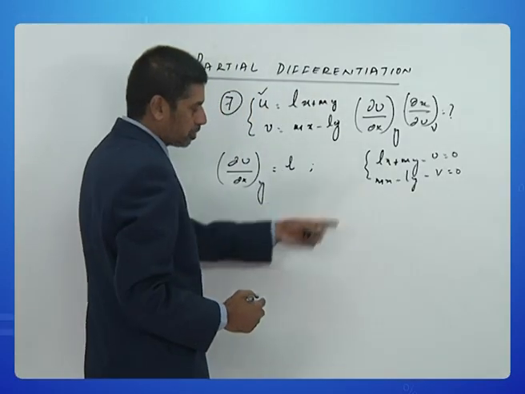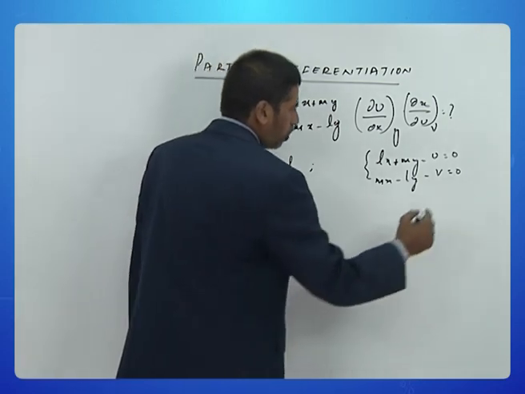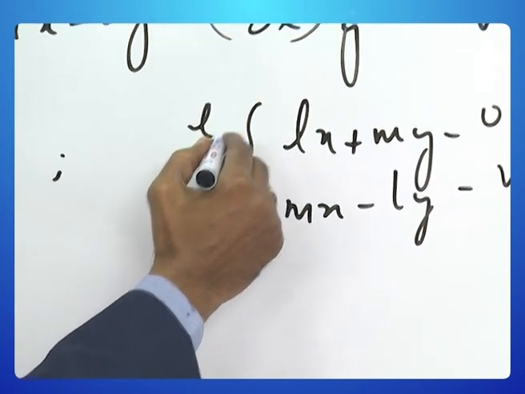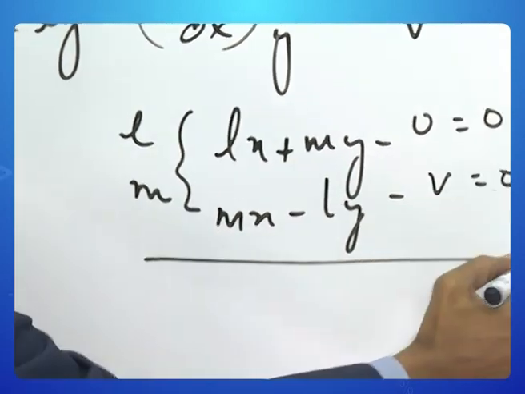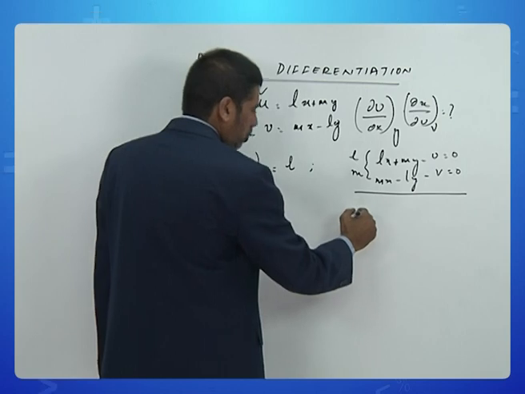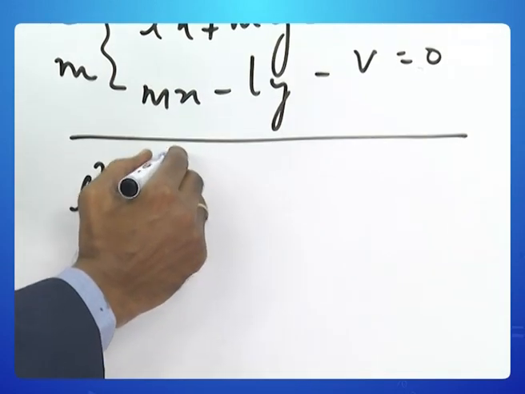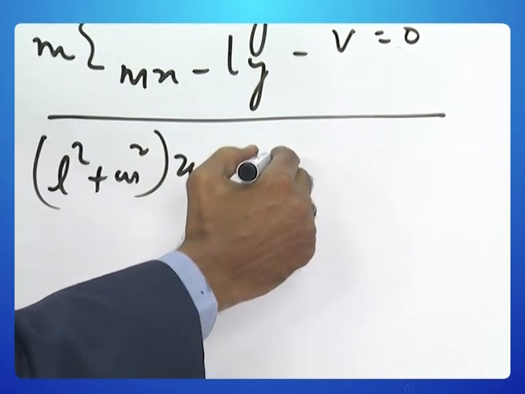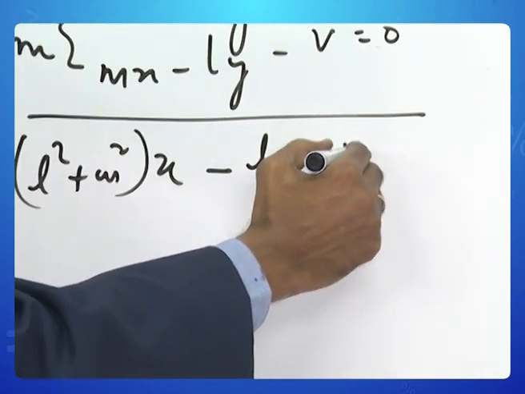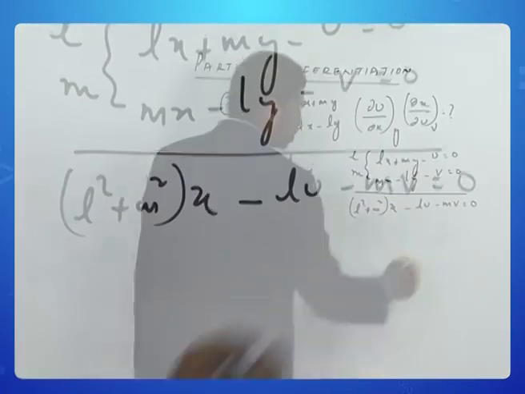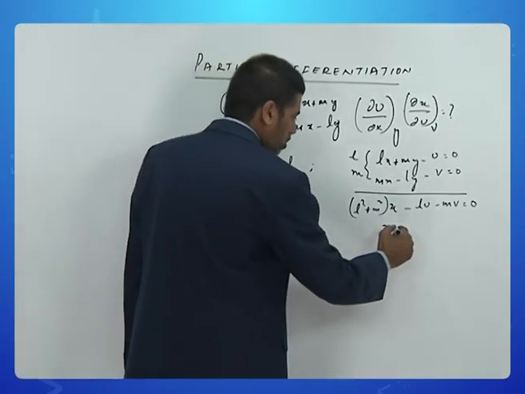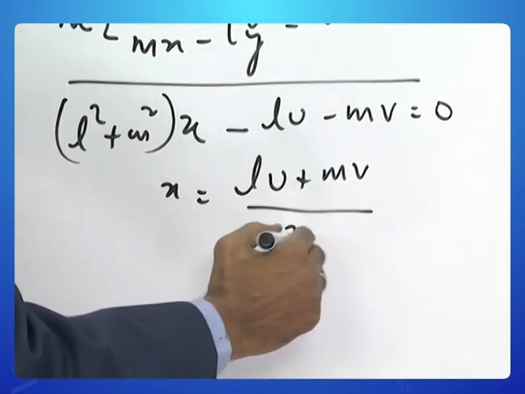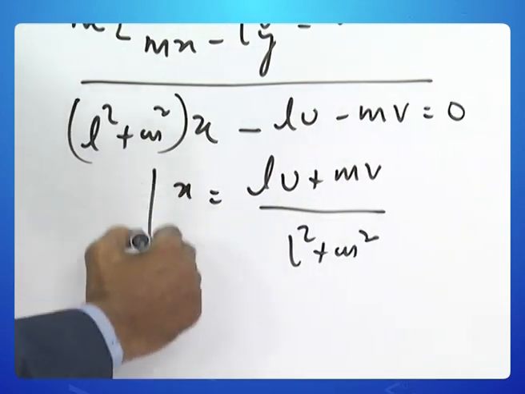Let us solve this equation for x. So one simple way is you multiply this equation with L and this with m and then add. So you will get L square plus m squared into x minus Lu minus mv is equal to 0. So x is equal to Lu plus mv by L square plus m squared.